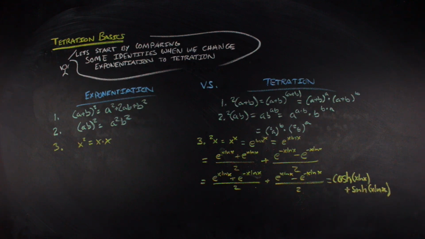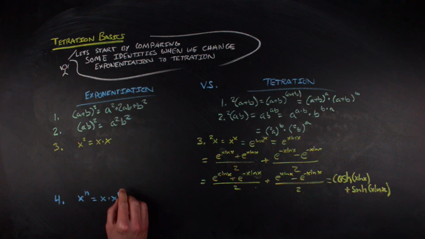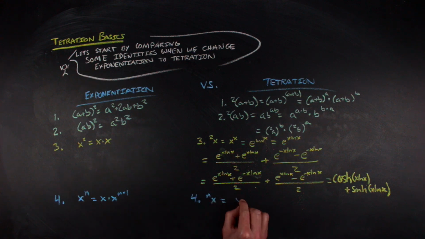The last thing to notice and compare between the two is how we can express each operation as an iterator of the previous operation. So when we have exponentiation, if you do x to the n, we can express that as x times x to the n minus 1th power. Similarly with tetration, the tetration of x to the height of n is equal to x to the power of the tetration of x to the height of n minus 1.